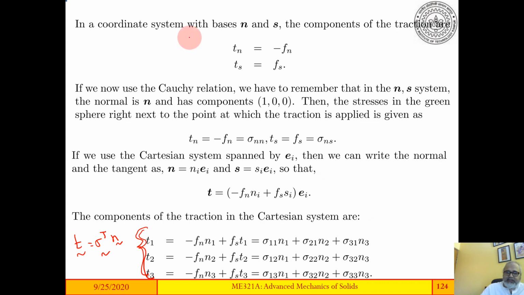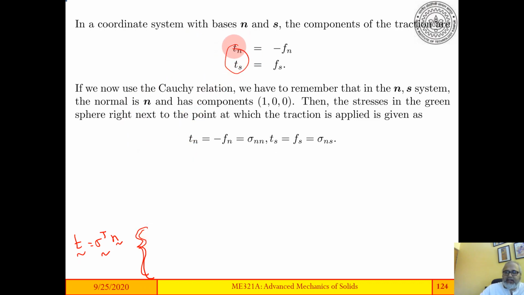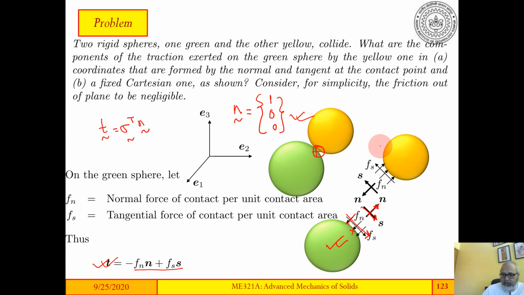So these tractions, they are the ones that are applied due to the yellow body on the green body. So they are the ones that are applied in this region. Okay, that is my del Vt. So that's where the tractions are applied.